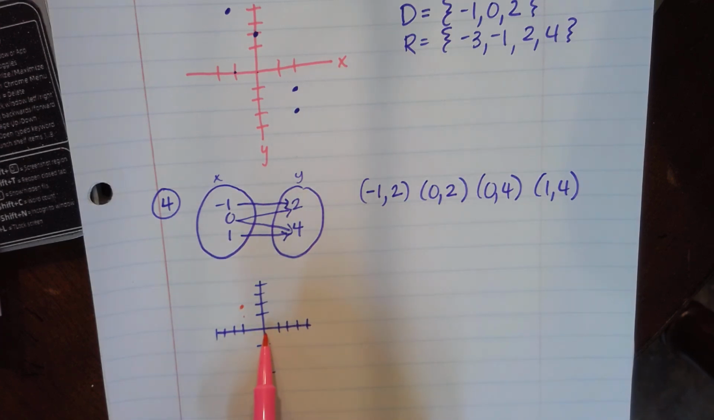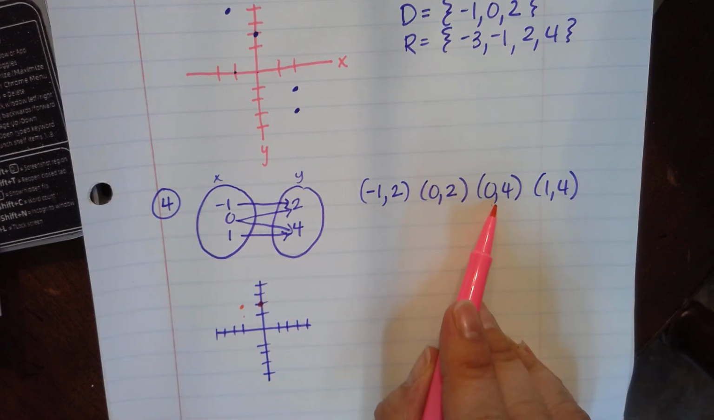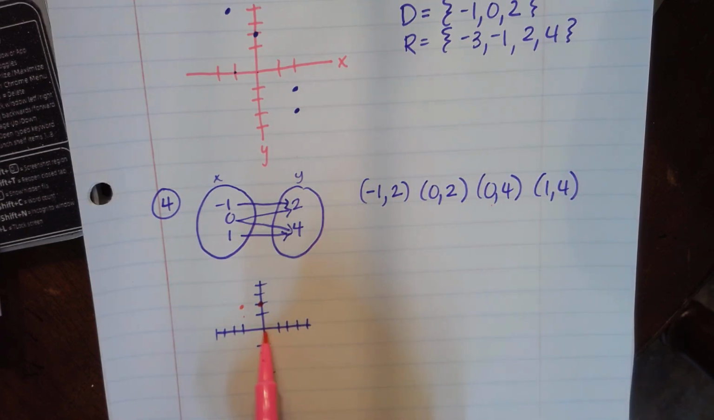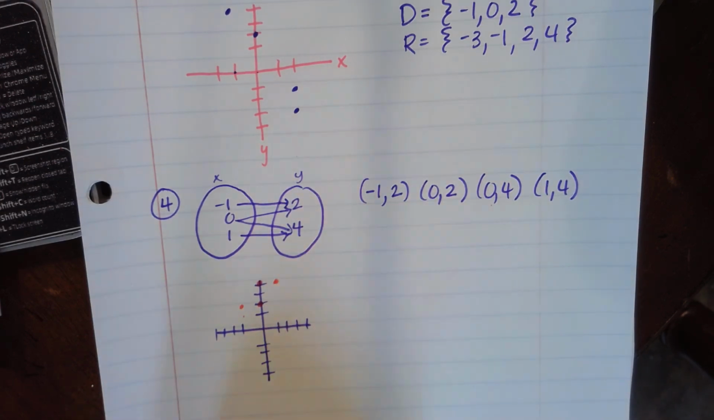For my next one, I'm at 0. So remember, that's my x. I'm not going to go in the elevator, but I am going to go up to 2. Same thing for this third one. I'm at 0. It doesn't tell me to go left or right, but I do go up to 4. And then lastly, I've got 1, 4. So I'm going to go over 1, and up 4. So that is what your graph should resemble, something like that.